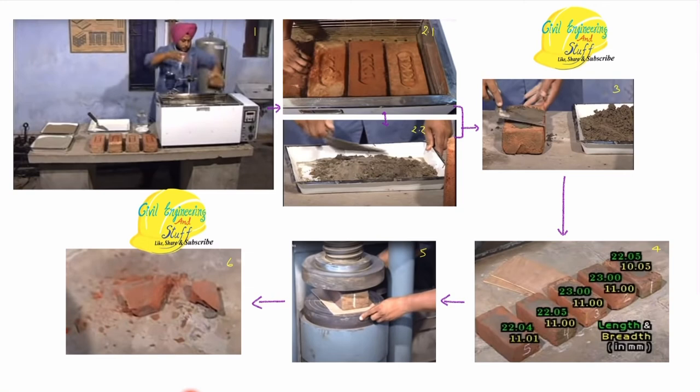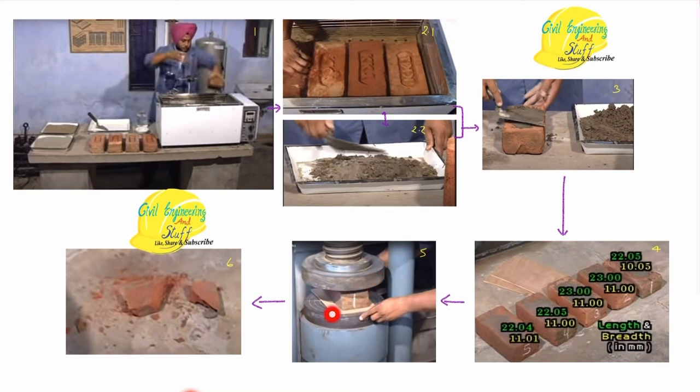So basically what we do is, we take the brick samples, we coat the top layer with the mortar paste, and we have a uniform surface obtained. After this, these samples are put into the compressive strength testing machine.